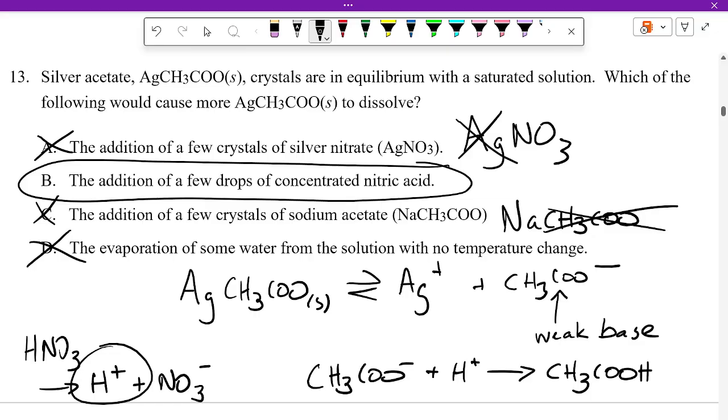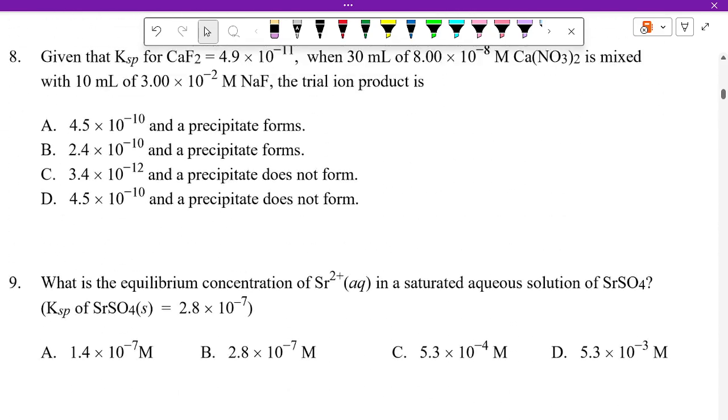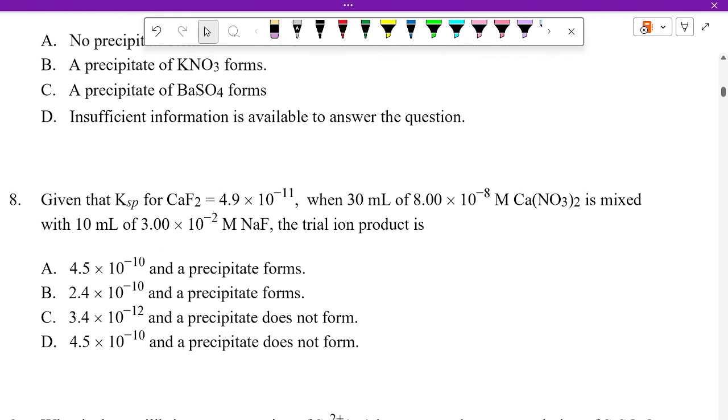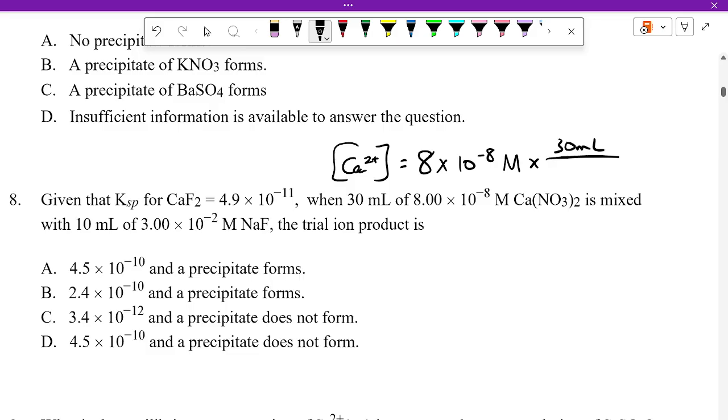All right. Are we going on to number 8? Number 8. Given the KSP is that. Okay, so we again have a dilution here, but it's not a 1 to 2 dilution, so we do have to do a little calculation. So we have 8 times 10 to the negative 8 molar calcium. And we start with 30 milliliters and we finish with 40 milliliters.